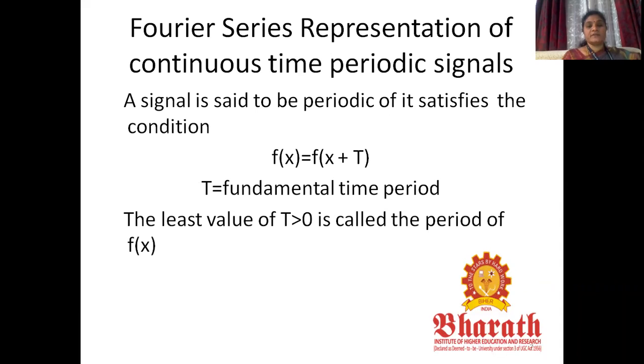Now, we will see the definition and the representation of Fourier series. Fourier series representation of continuous time periodic signals. A signal is said to be periodic if it satisfies the condition f of x equal to f of x plus capital T, where T is the fundamental time period. The least value of T greater than 0 is called the period of f of x.